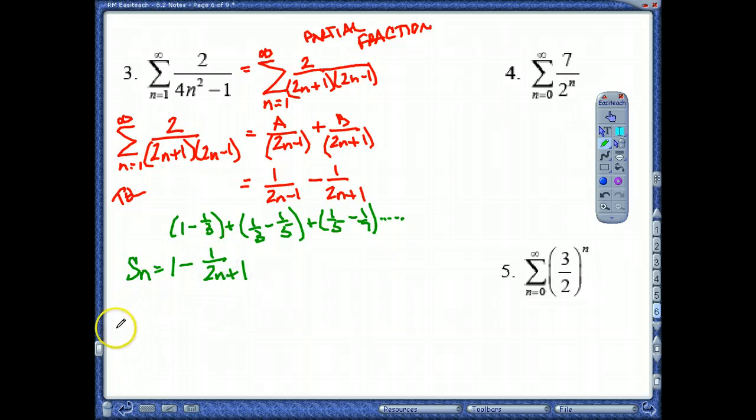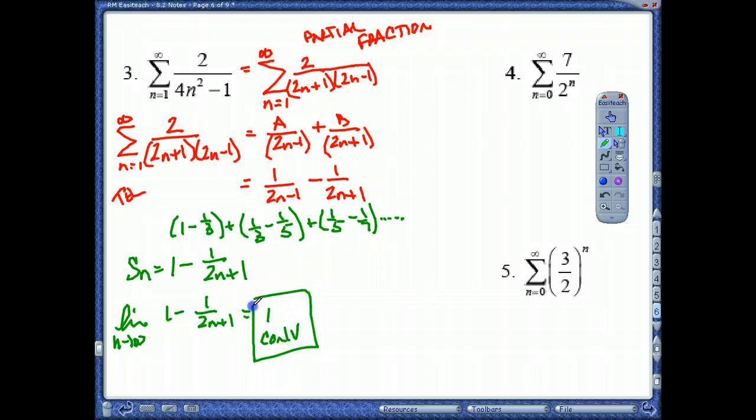I'm going to take the limit as n approaches infinity of 1 minus 1 over 2n plus 1. Well, this little guy is going to go to 0 again, so 1 minus 0 is 1, so it does converge. Okay. So just take a look at how different those telescoping examples were. The first one we did was set up ready to go. The second one, however, we had to use partial fractions to pull that one fraction into 2 separate fractions. And it all hinges upon, does your denominator factor?